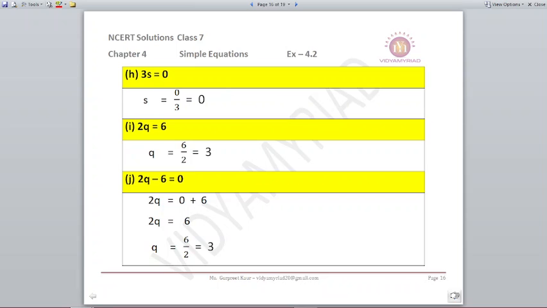Next, 2q is equal to 6. Now there is 2 with the q. 2 will be taken on the other side and divided. So 6 upon 2, it can be cancelled, which is equal to 3.